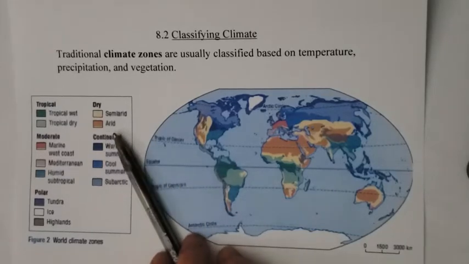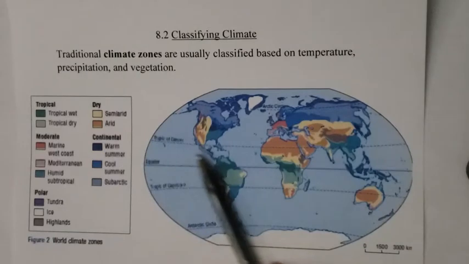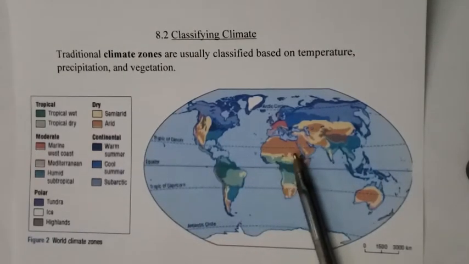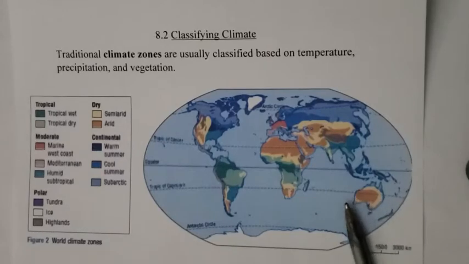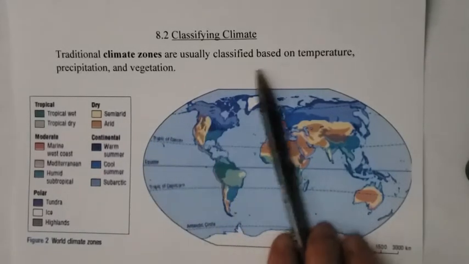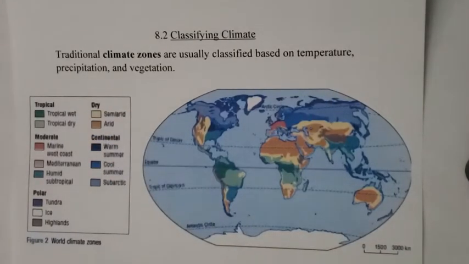We also see arid and semi-arid, so very desert-like. And along the equator, just above the equator, we have a lot of desert. And even Australia, most of Australia is desert. So again, the three basic things that we're basing it on is temperature, precipitation, and vegetation.